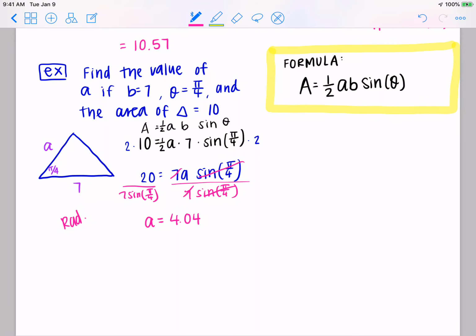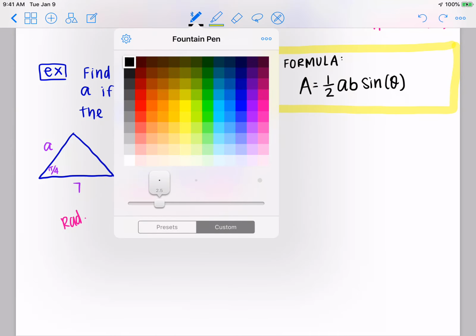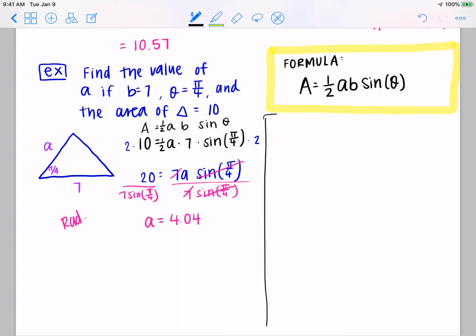Let me do 2 of your homework questions for you. I'm going to do them right here. So let's do number 12. Number 12, the question is find the value of theta in degrees if A equals to 8, B equals to 5, and area equals to 12.